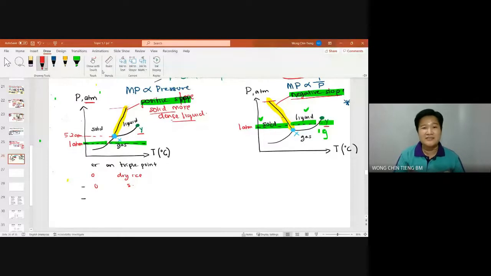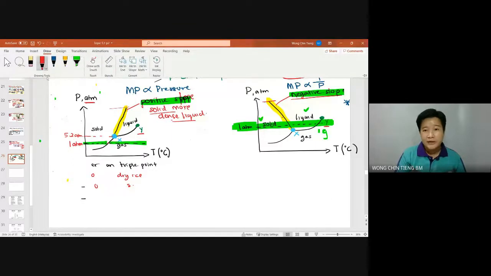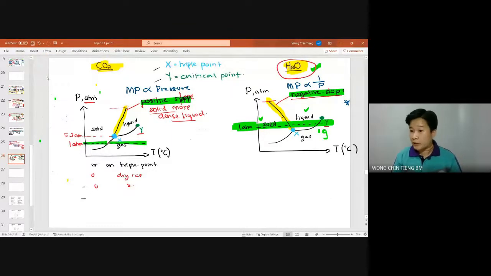The next thing that I want to discuss, one only. Benda ni tak ada dalam syllabus, tapi dia keluar tiap-tiap tahun, because you should already know it. And it applies only to the water. Take a quick look. 1 ATM crossing this point, and crossing this point. This point is between your solid and liquid. So bila dia between solid and liquid, like I said, that is your melting point.